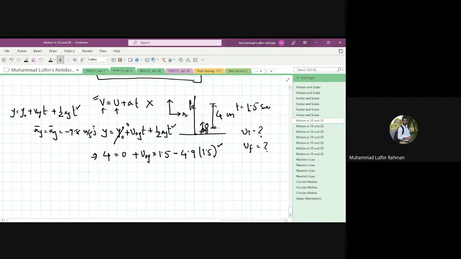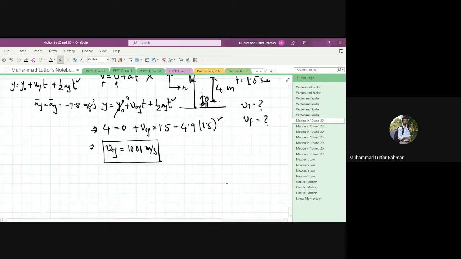So that's great. Now we can find out v naught y. V naught y in that case would be 10.01 meter per second. So this would basically be your initial velocity, the velocity at which it was thrown by you. Now the final velocity they are asking. Now I can use this one.